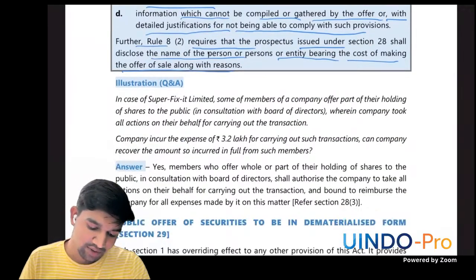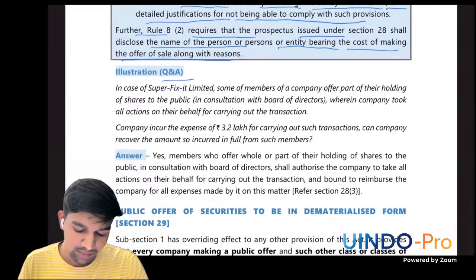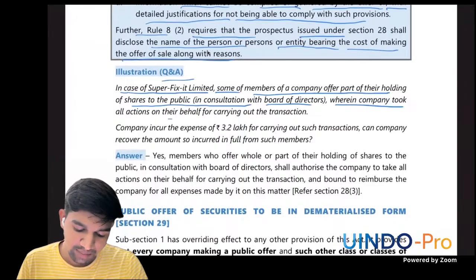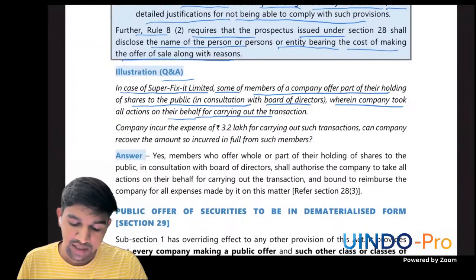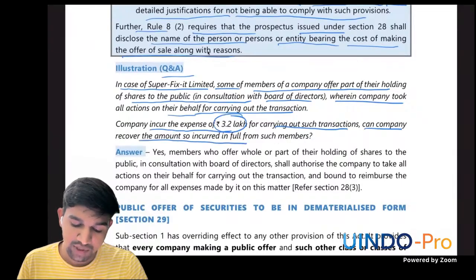Now we will have a question. Illustration. In case of Super Fixed Limited, some of the members of the company offer a part of their holding of shares to the public in consultation with the board of directors, wherein the company took all actions on their behalf for carrying out the transaction. The company incurred an expense of 3.2 lakh for carrying out such a transaction. Can the company recover the amount so incurred in full from such members?